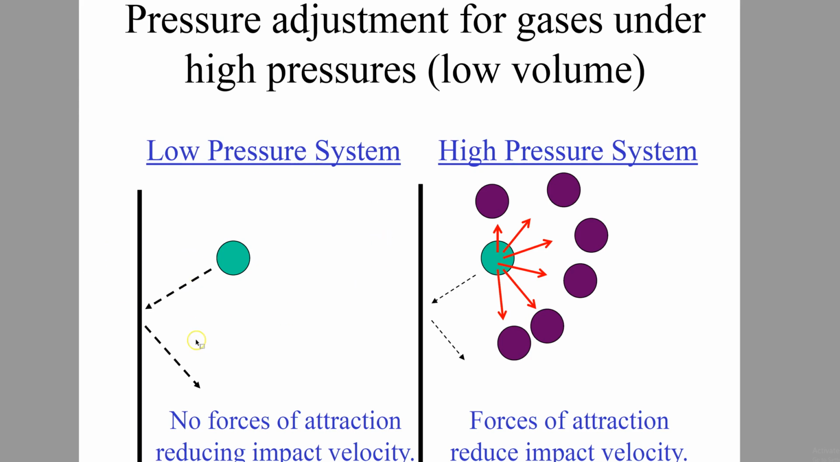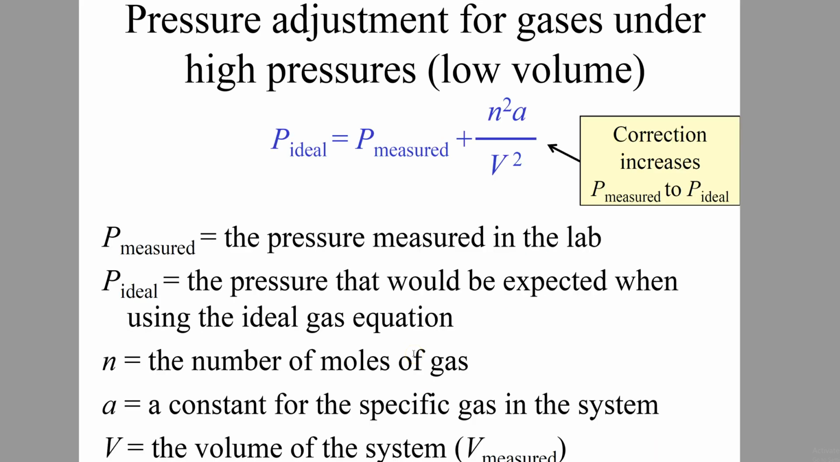When you have a low pressure system, there is no force of attraction reducing impact velocity. So obviously the particle can move around, it doesn't really hit the wall, but if you're in a high pressure system, the forces of attraction will definitely reduce that impact because now it's going to be attracted to other gas particles, and that's going to affect the actual wall here. So you actually may get more attraction, more bouncing, and because of that, you have to adjust for that pressure.